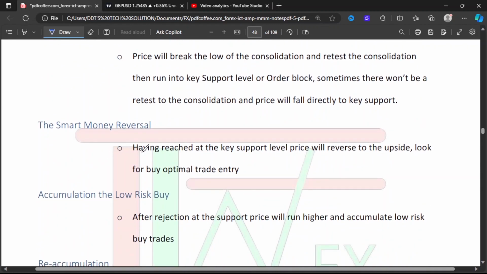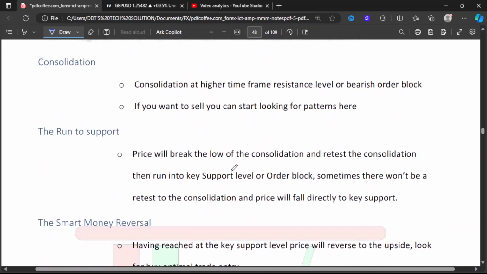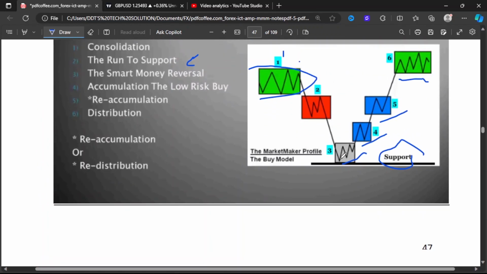We have the smart money reversal. That's having reached the key support level, price will reverse to the upside. So you look for a buy optimal trade entry. Having price got into this support zone, we are going to look for buy options. So we are going to set our optimal trade entry, that's the OTE.